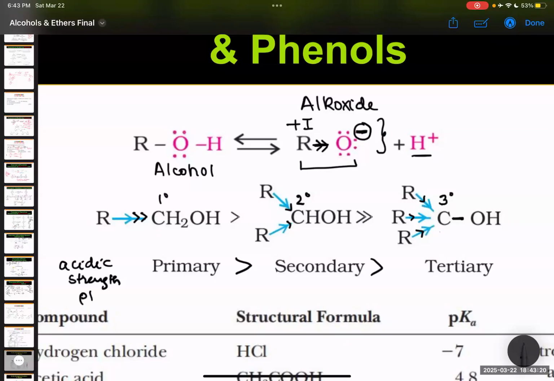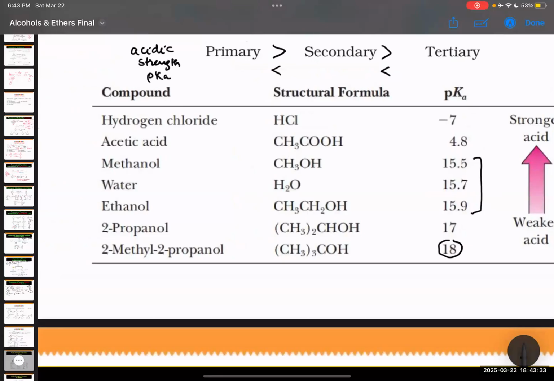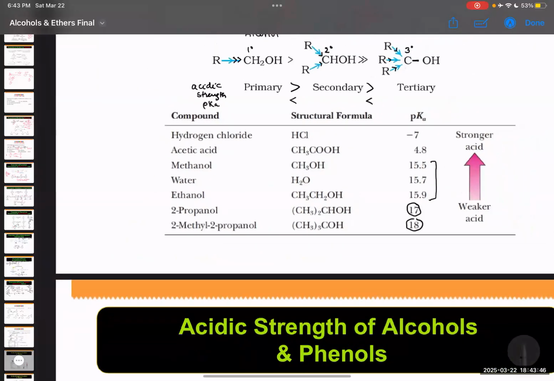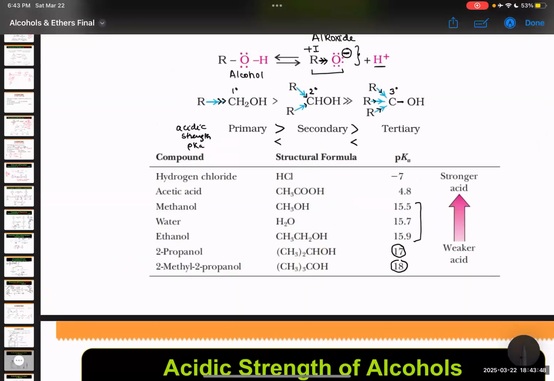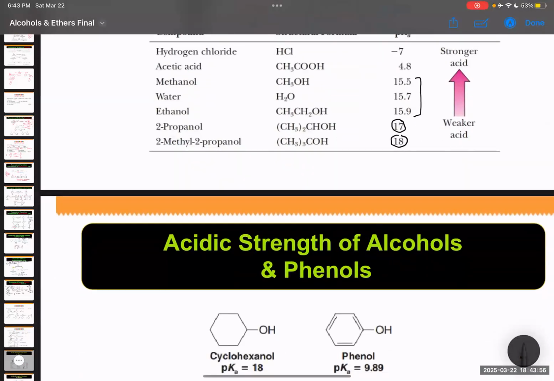pK value is just the reverse of acidic strength. It is going to be maximum for tertiary. Look here. The tertiary alcohol it is 18, for isopropyl alcohol 17. So if you have more and more alkyl groups, acidic strength will be less, pK will be more. That is a very simple thing you need to know. I hope it is clear to everyone. Do stop me if you need more explanation if something is not clear.